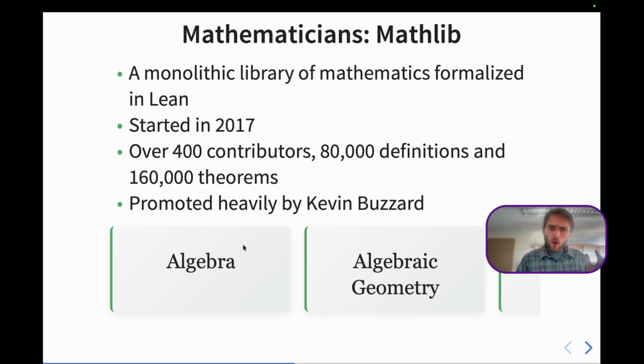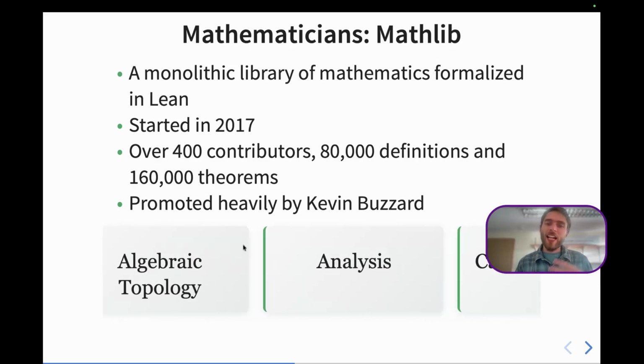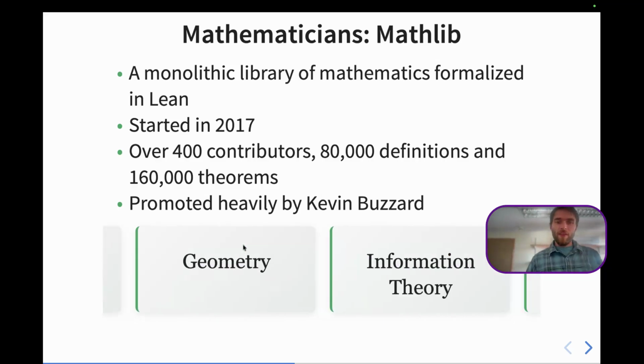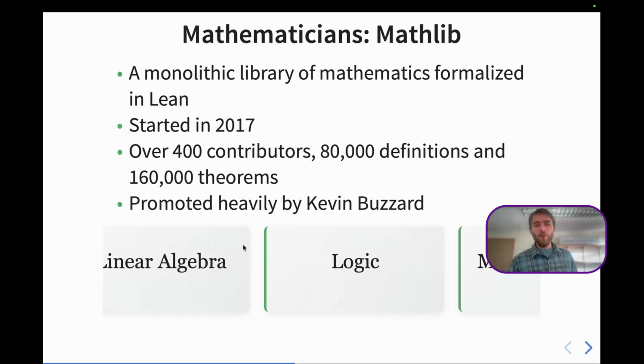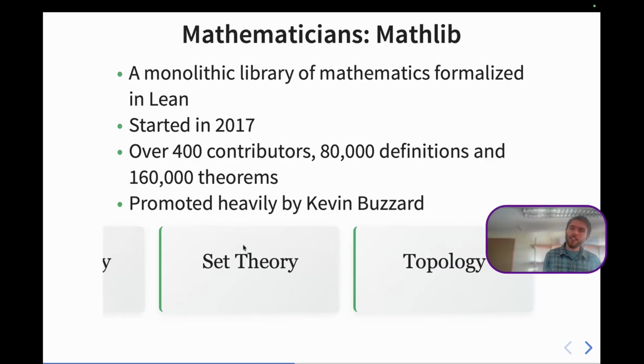So let me go through some of the areas in MathLib. They've got things like algebra, algebraic topology, category theory, condensed mathematics, geometry, information theory, group theory, logic, measure theory, number theory, representation theory, set theory, topology. Lots of areas of mathematics that you probably haven't studied in your physics degree, but some of them are very important to physics, like group theory. Topology can be, and differential geometry, etc.